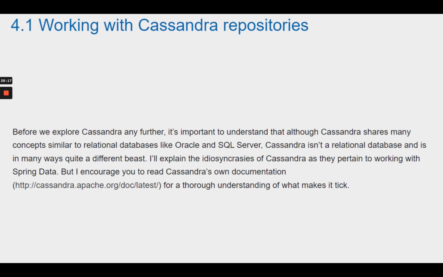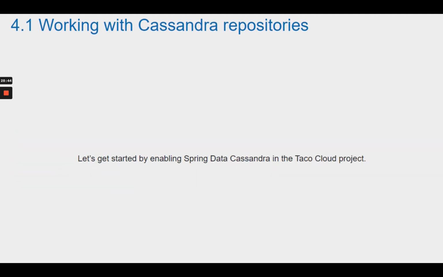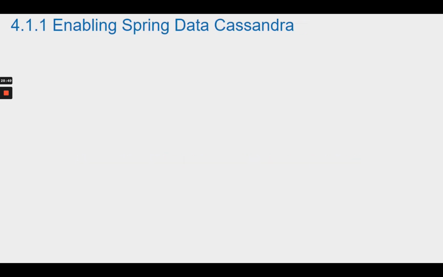Before we explore Cassandra any further, it's important to understand that although Cassandra shares many concepts similar to relational databases like Oracle and SQL Server, Cassandra isn't a relational database and is in many ways quite a different beast. I'll explain the idiosyncrasies of Cassandra as they pertain to working with Spring Data, but I encourage you to read Cassandra's own documentation, at this link, for a thorough understanding of what makes it tick. Let's get started by enabling Spring Data Cassandra in the Taco Cloud project.